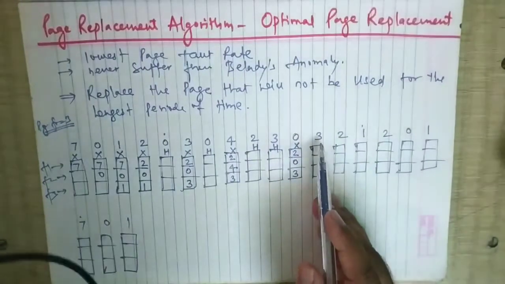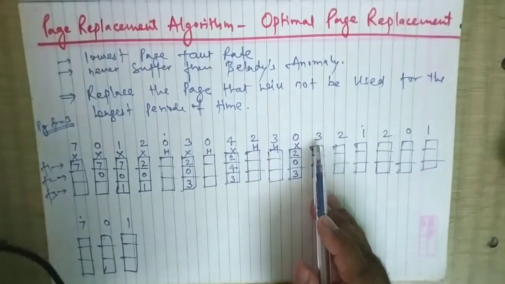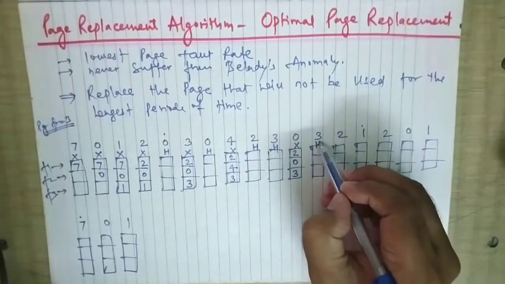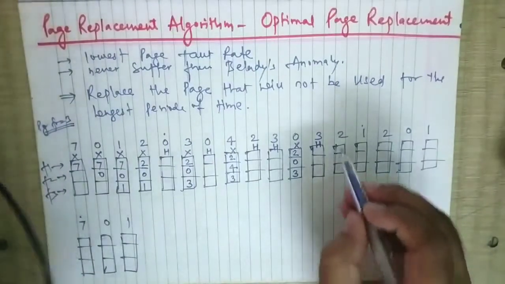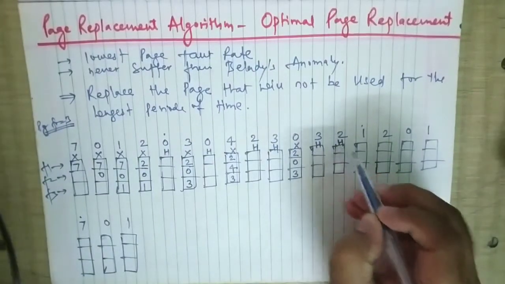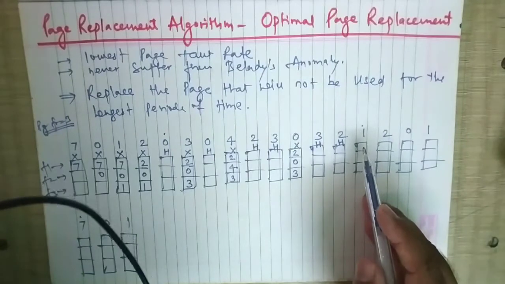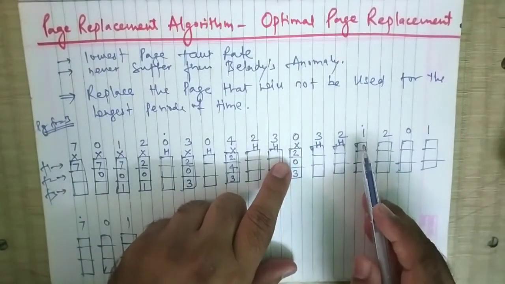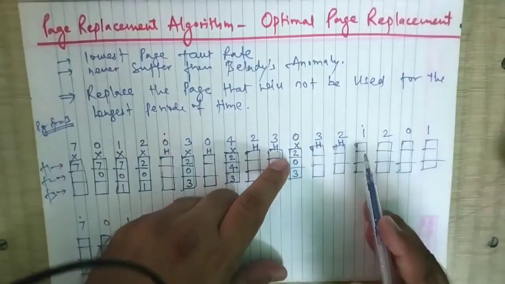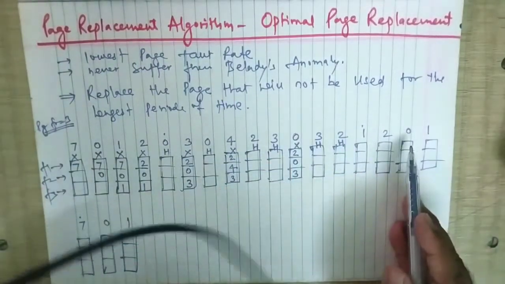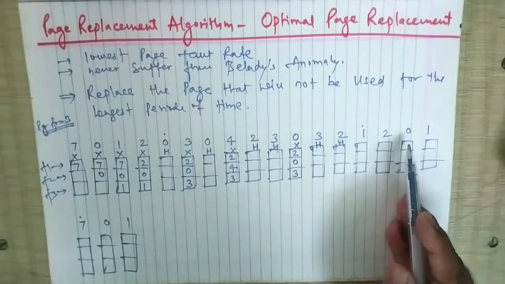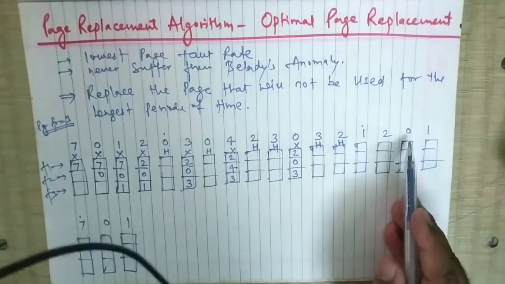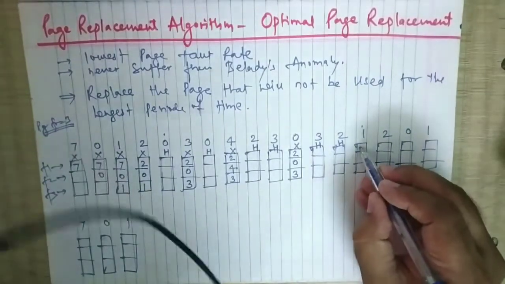Then we'll talk about the 3. So when page 3 will come, page 3 is already there, so there's no chance, so we can say this is a hit. 2 will come, so 2 is again present, so this is again a hit. 1 will come, so when 1 will come, then we need to find which is the page that is not going to be used for the longest period of time. So 203, 2 and 3 are used, so 0 is the one we can replace. Okay, so we place 1: 2 1 3.